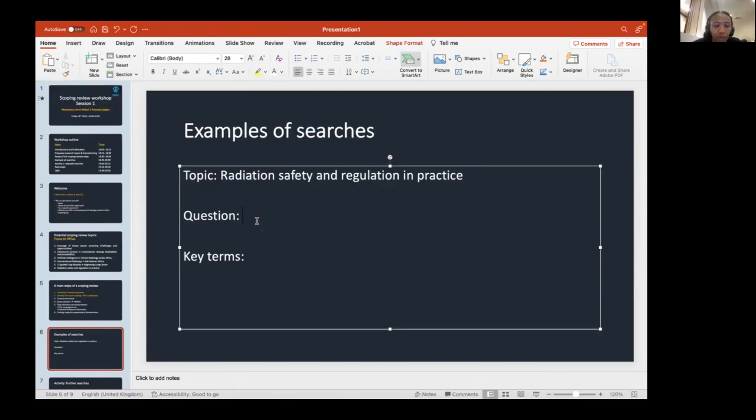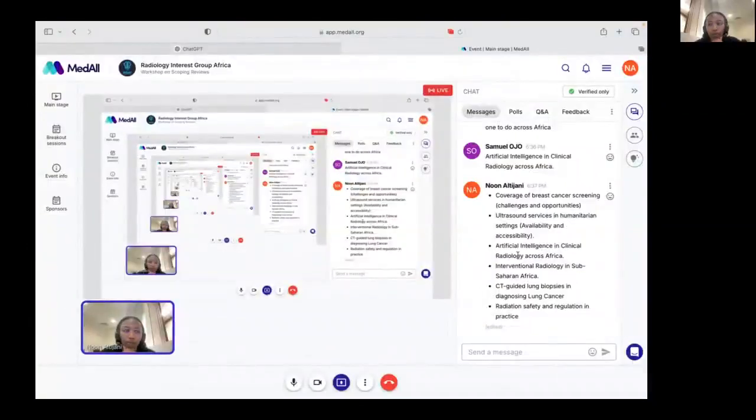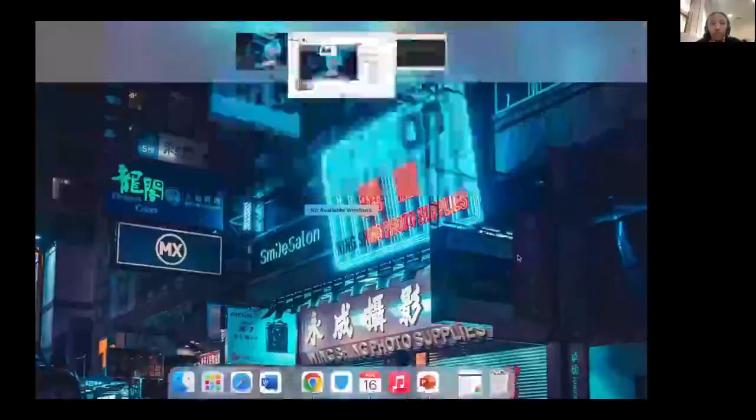for a scoping review title or a paper title, something like Radiation Safety and Regulation in Clinical Radiology Practice in Africa would be a paper title, but if you wanted to have a specific research question, we would want to think about it. Does anybody want to make any suggestions of what a specific research question could be?